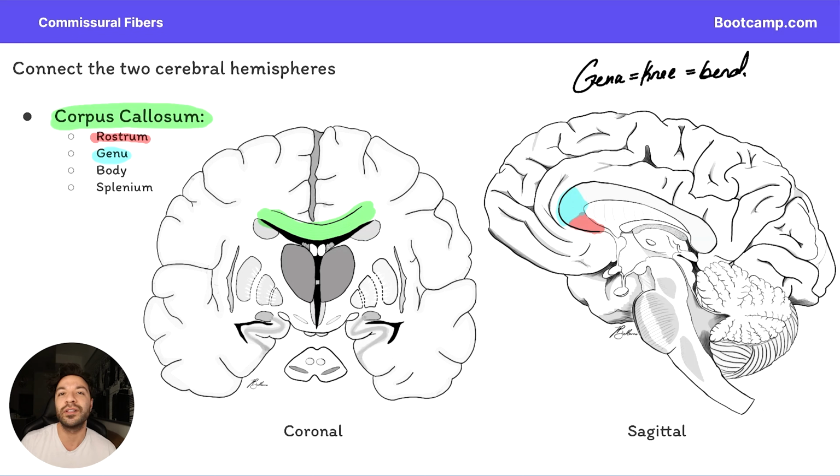Then moving posteriorly, we have this long segment, and this is known as the body of the corpus callosum. And this is going to be connecting the genu anteriorly to this portion posteriorly, and this last portion is known as the splenium. So again, we have the corpus callosum connecting the left and right hemispheres, and the corpus callosum divided into the rostrum, that genu, our body, and our splenium.